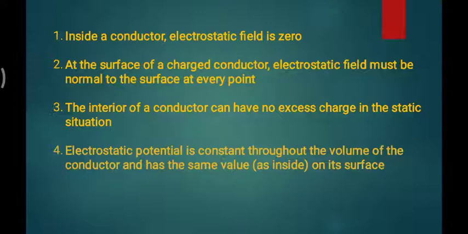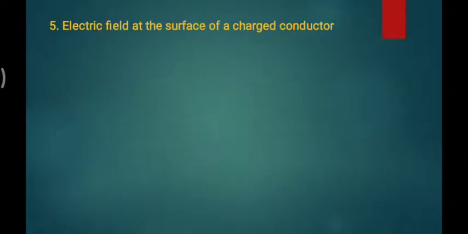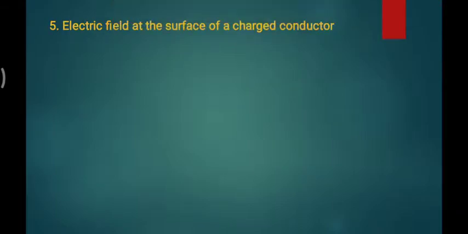The potential will be constant throughout the volume of the conductor. So inside the conductor or on the surface of the conductor, the potential will not vary from point to point, and has the same value on the surface also. Let's start with the fifth point: the electric field at the surface of the charged conductor. How much is the electric field? We will see that in this discussion, the electric field on the surface of the charged conductor.